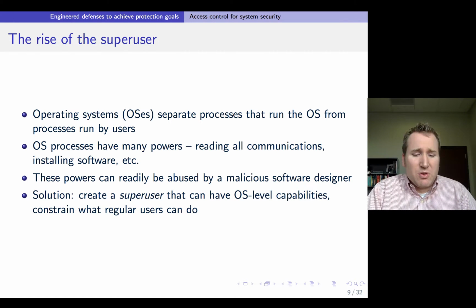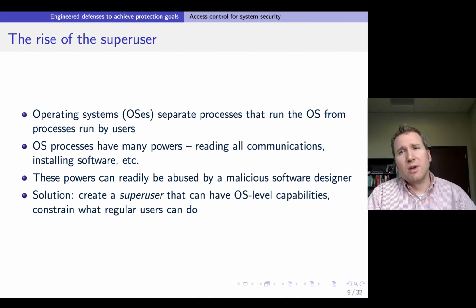So you don't want to allow any piece of software to be able to install other random software, because that would allow them to, say, install a keystroke logger that would observe communications. And so the solution to this has been traditionally for an operating system to create a superuser that can have operating system level capabilities, and then you constrain what a normal user can do. So you create this dichotomy of normal users who can run programs and maybe write to certain files, but that's distinct from a superuser who can install software, can make changes to the operating system code base, can read low-level communications, and so forth.